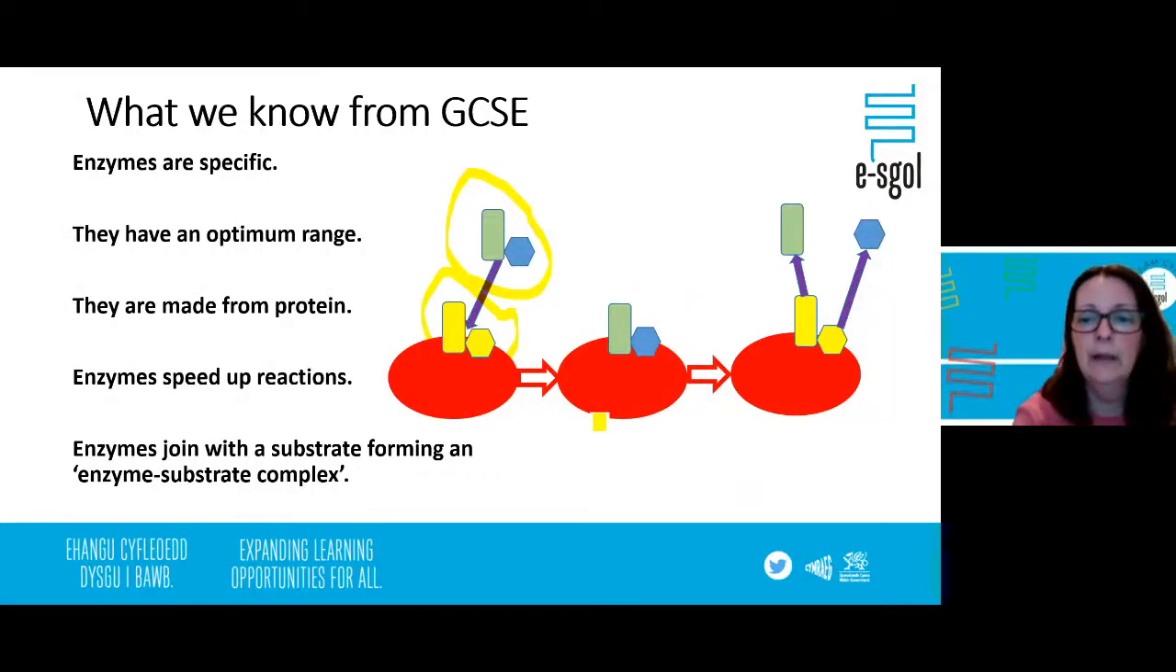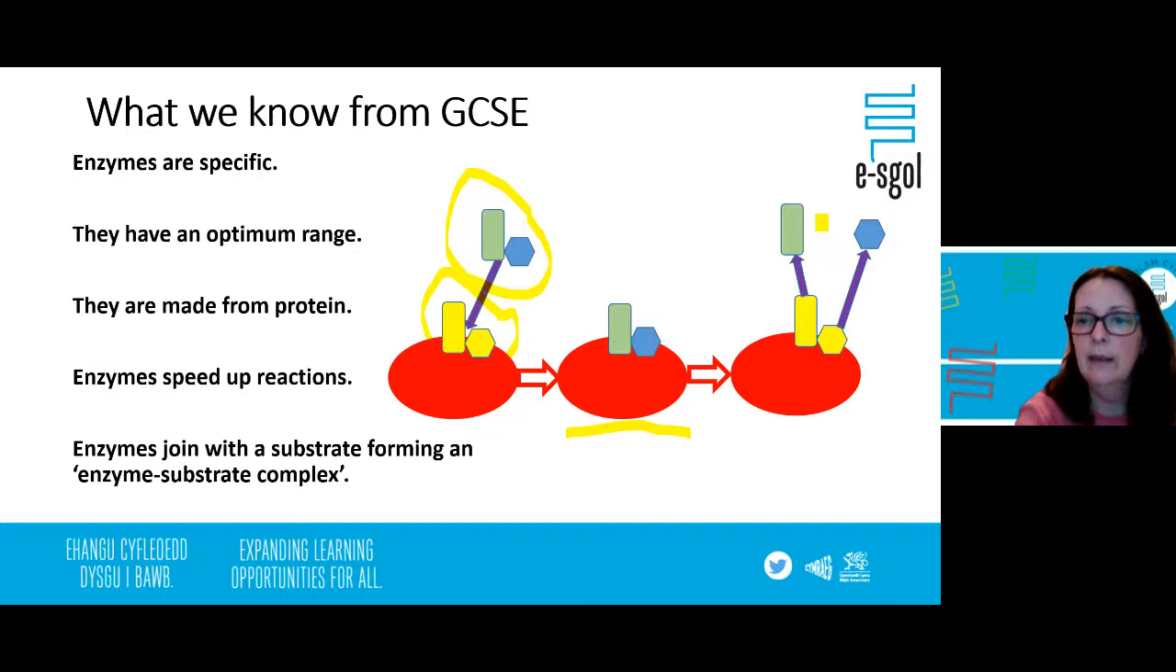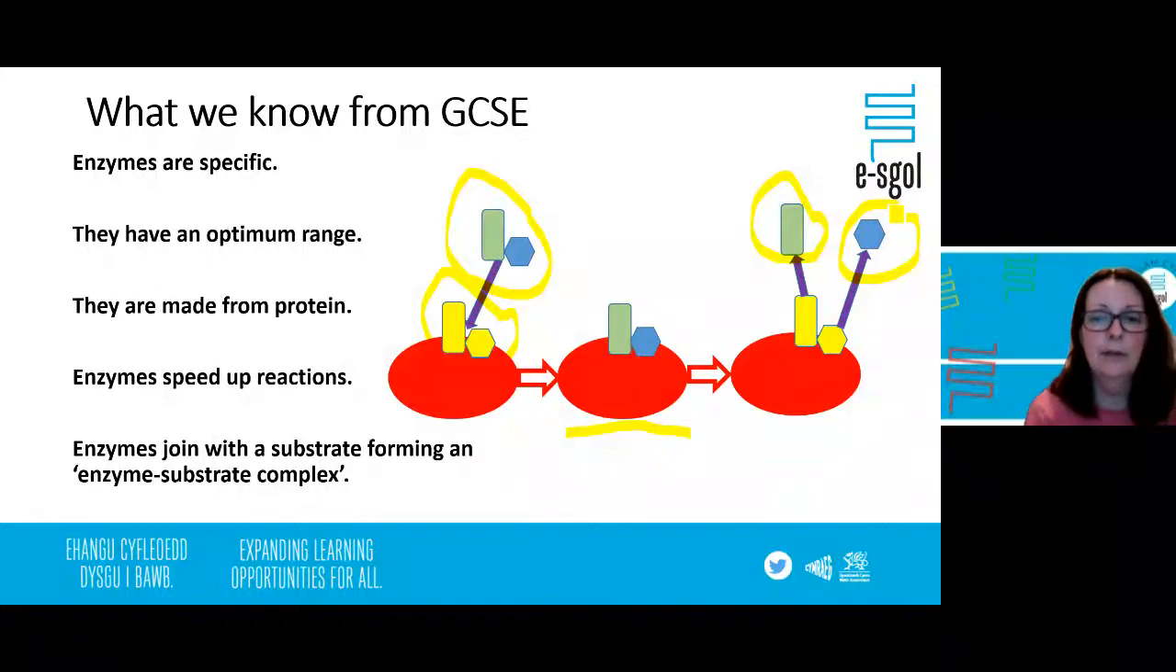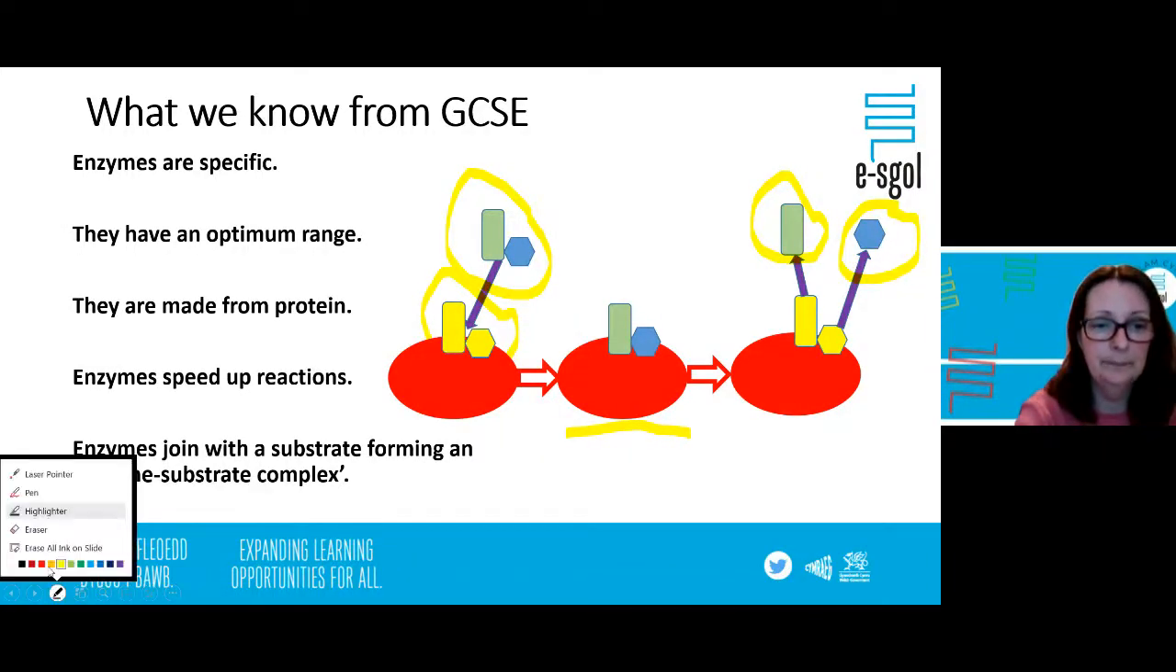So here in the middle picture, this is where our enzyme substrate complex has formed. And then finally, in our end picture here, we have our two products that have been made in this process. So this example here could be something like a lipase, so a fat breaking down enzyme, working on a lipid molecule and turning it into fatty acids and glycerol here. Okay, so that's what we should be familiar with from GCSE.